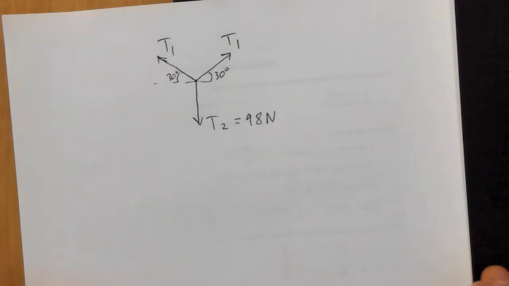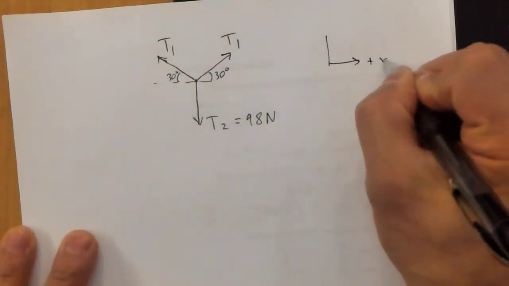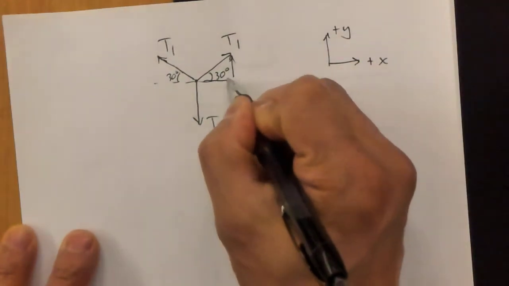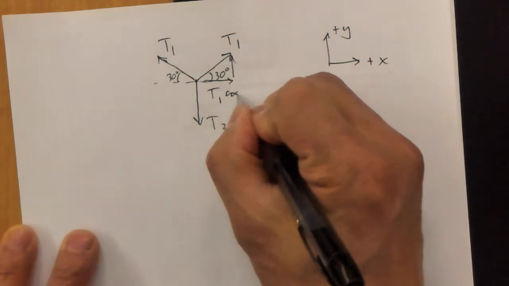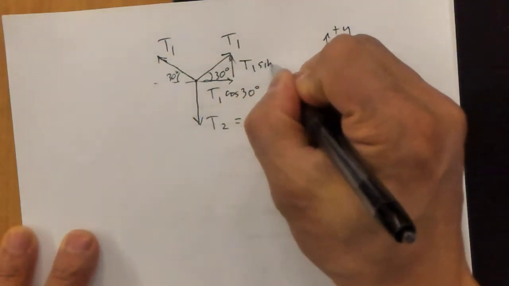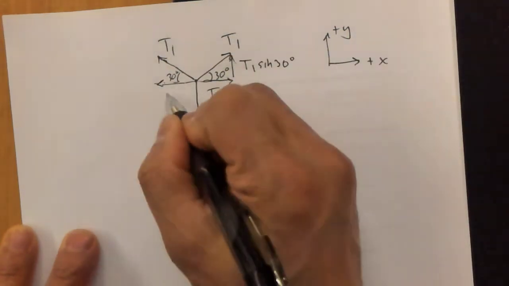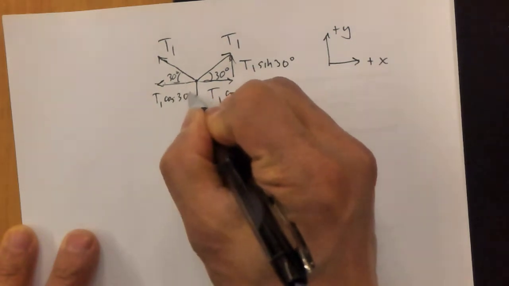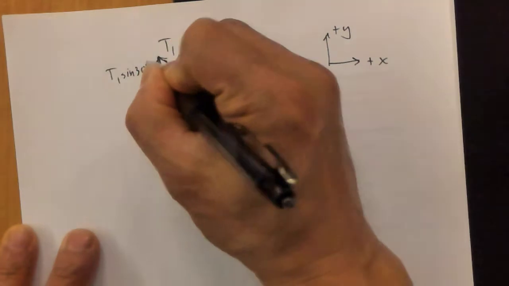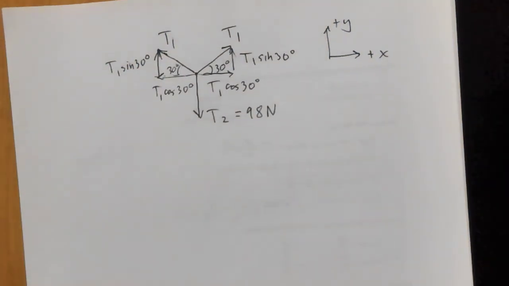Okay. Now what we're going to do is components. We do x and y components. So we have here T1 times the cosine of 30, the adjacent side to 30. Then we have here T1 sine of 30 degrees. And then we have this component here, which will be T1 cosine of 30, but it's going in the negative direction. And then we have T1 sine of 30 degrees. Okay. Everybody's with me on that, components?